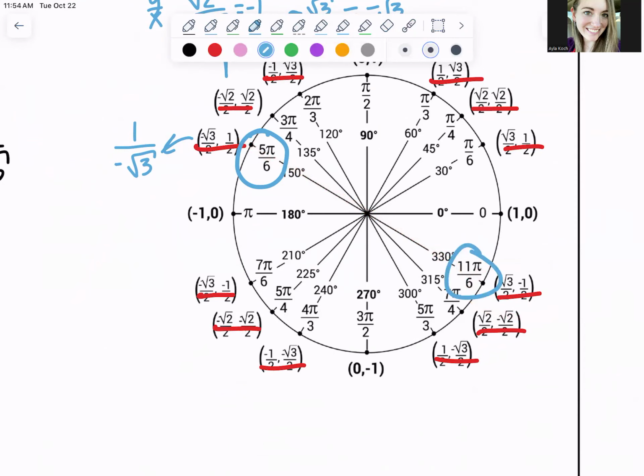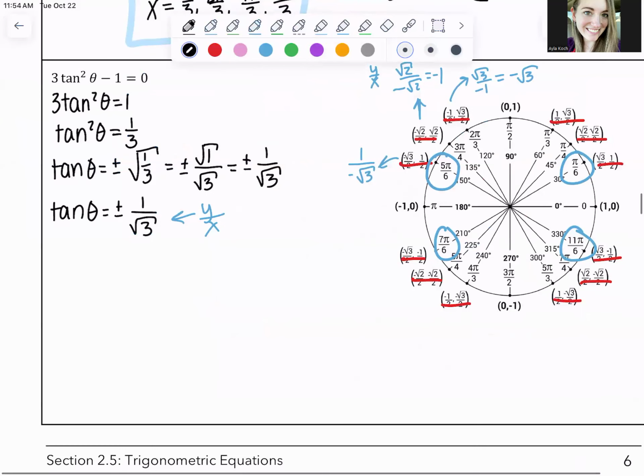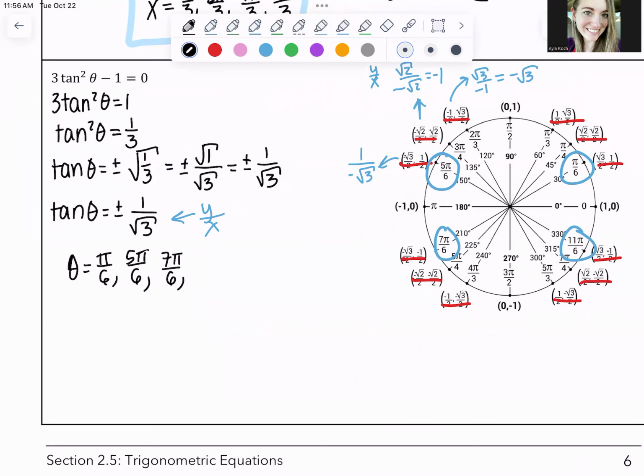But it's going to be all the pi over 6 angles is what it's going to end up being. So the negative ones are in quadrants 2 and 4, and then the positive ones will be the pi over 6 angles in quadrants 1 and 3. Circle those. So all the pi over 6 angles is what it comes out to. So theta is equal to pi over 6, 5 pi over 6, 7 pi over 6, and 11 pi over 6.